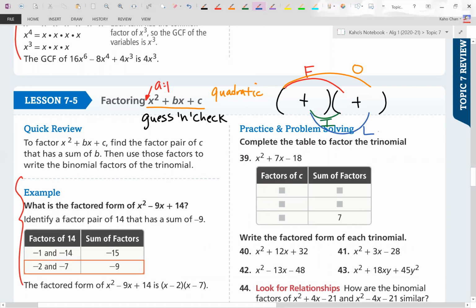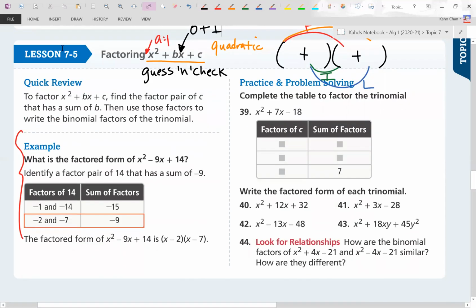the inner and the outer terms will usually combine together, okay? That's the middle term bx. Bx is where the inner and the outer terms add up to get the middle value there. So here, O plus I, okay? The last term is C, which will help us add to get B. That's the key here. So look at number 39 here.